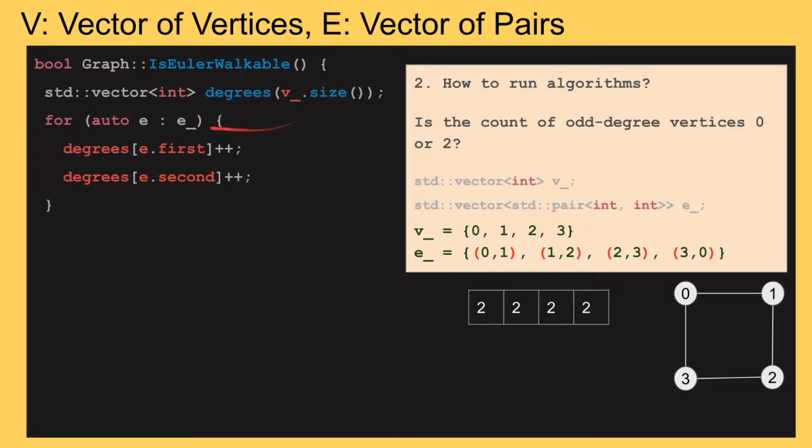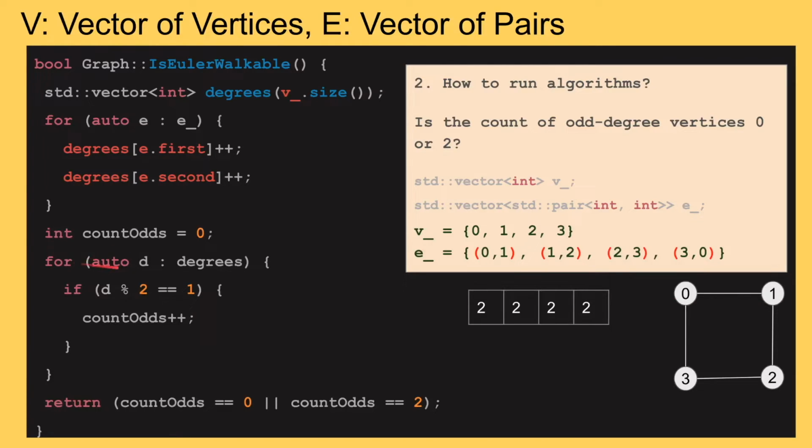Having this, you can go through your edges and iterate them, and as you see your edges, because they are pairs, you add 1 to the degree of the first item, which is the start, and then the second item, which is the end of the edge. Once you do this, you can simply run through this table, iterate through the degrees, count the number of odd ones, and then simply return whether the counter was 0 or 2. And that's a very simple implementation of finding if a graph is Eulerian or not, using this data structure, which is the direct translation of our definition.